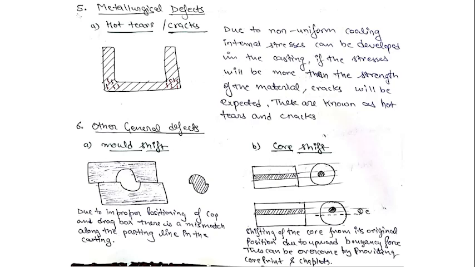Then again, due to mold shift or core shift, some defect will be formed. Suppose you wanted one cylindrical hole in your casting, so you added one core, but your core shifted a little bit from the center, so there will be a defect that is called core shift. Suppose your mold shifted a little bit and your casting is not proper, then that is called mold shift.